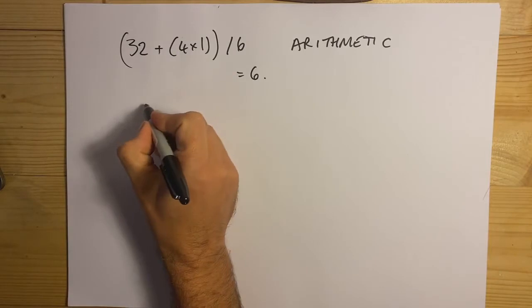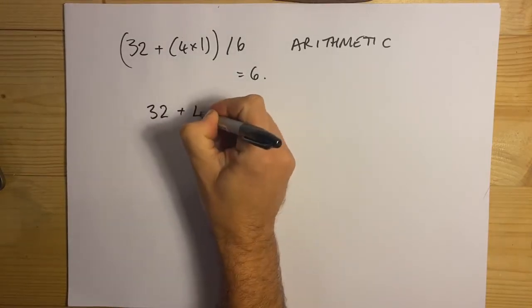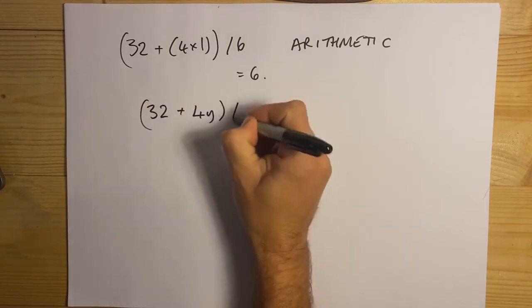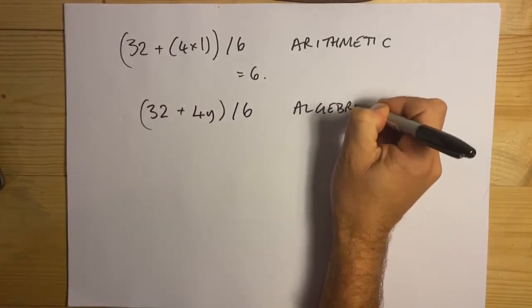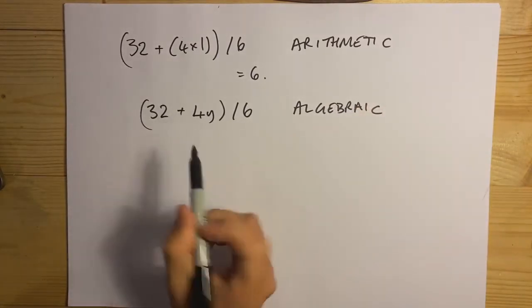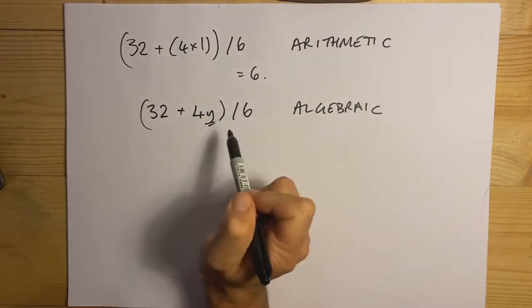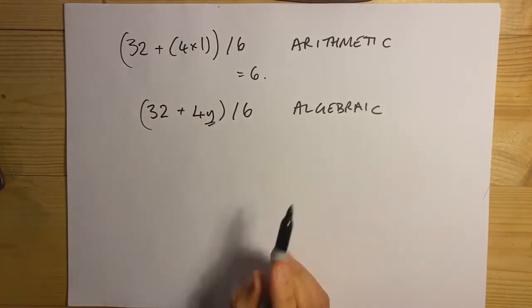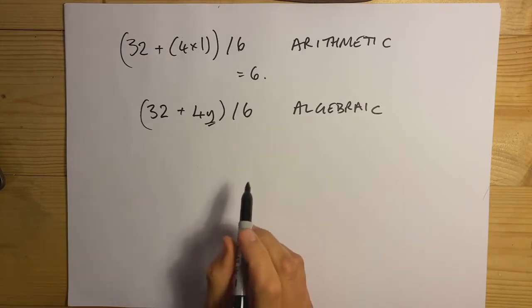Now, if we were to write this slightly differently, let's say 32 plus 4y, all divided by 6, this becomes an algebraic expression. We can only evaluate it if we have a particular value of y. So if we have y equals 1, we know it equals 6. But if y was a different number, we come up with a different answer. All right, so that's the basics.